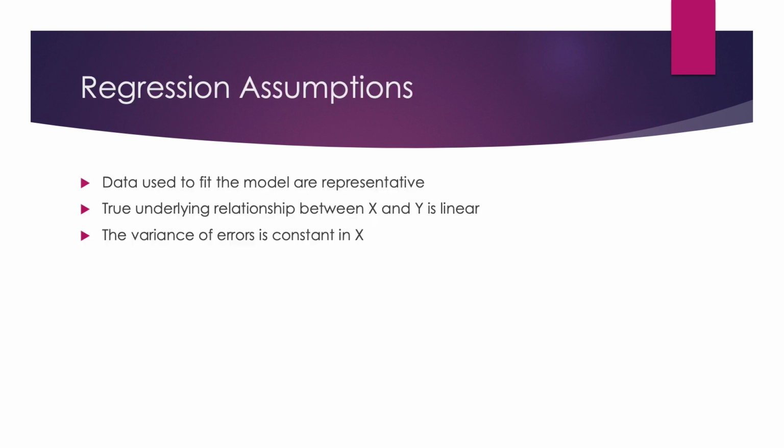Finally, there are some assumptions that we need to keep in mind when we're talking about regression. So, data used to fit these models are assumed to be representative of the population. So, our sample data need to be representative. We also assume that the true underlying relationship between x and y is linear in a linear regression. We won't really get into other types of regression in this video series quite yet. Finally, the variance of errors is constant in our x, our independent variable.